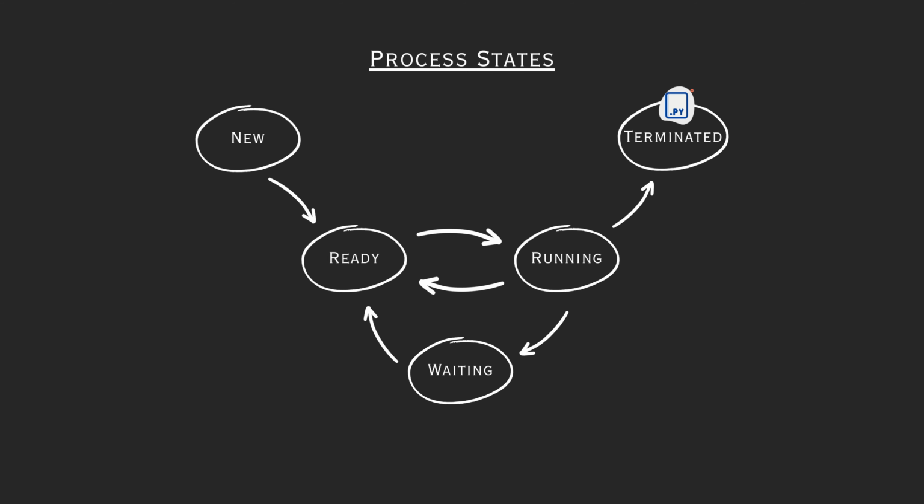So, in short, these five states, which are new, ready, running, waiting, and terminated, represent the life cycle of a process. And this life cycle allows the OS to manage process execution efficiently, making sure that the system resources are utilized effectively and that multiple processes can run concurrently without interference.